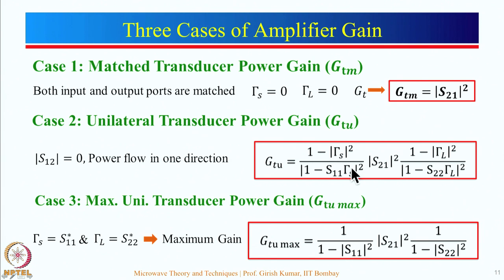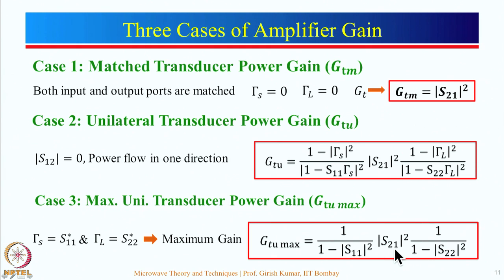So, one of these terms will get cancelled. So, we are left with 1 over 1 minus S11 square. Similarly, this term simplifies over here. Now, you can see an interesting thing over here: GTM is equal to S21 square when gamma S is 0, gamma L is 0. But let us see now what this expression gives us.